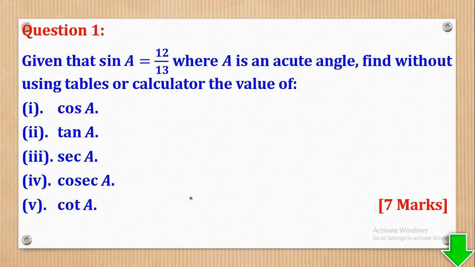The first thing you should realize is to find out where the angle lies. Since the angle is acute, it implies that it lies in the first quadrant, and the ratio of sine is 12 over 13. Now this cos A, remember cos is adjacent over hypotenuse, meaning that you are given the opposite and the hypotenuse, but you don't have the adjacent yet. So the first thing to do is to get the adjacent.